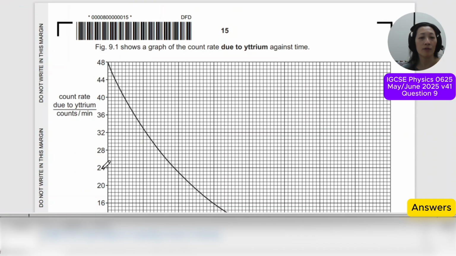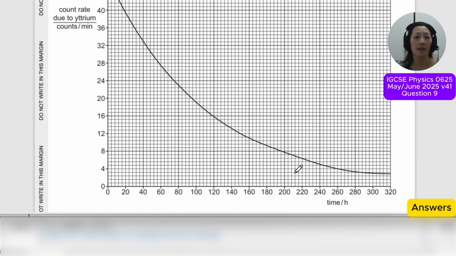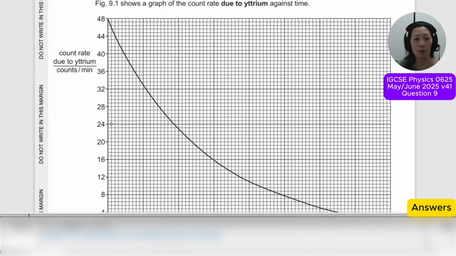Now we will need to draw the lines on the graph to show how we got the value, because the question says show your working. Whenever you're looking up any values from the graph, to show your working here means you must draw the dotted lines to show how you were able to interpolate the data or to get the value from the graph. So the count rate we're looking for is 24.